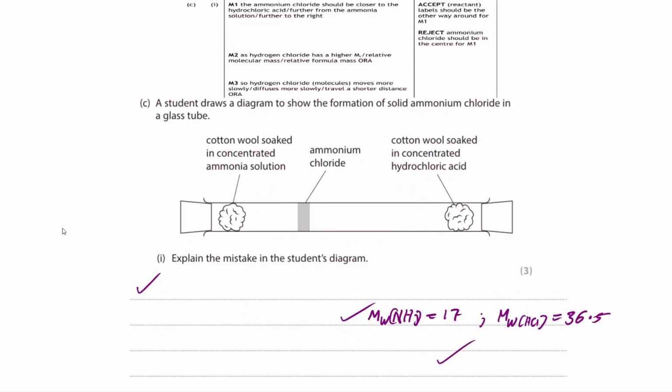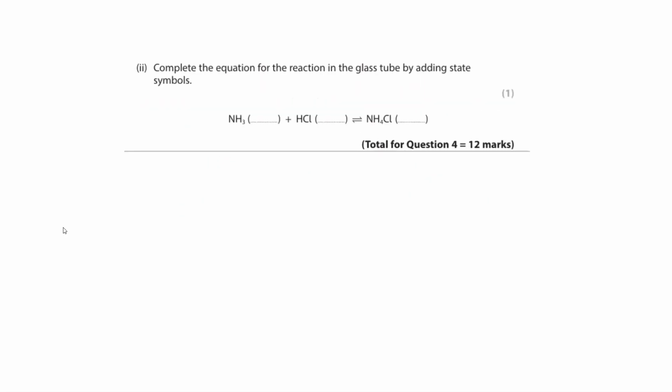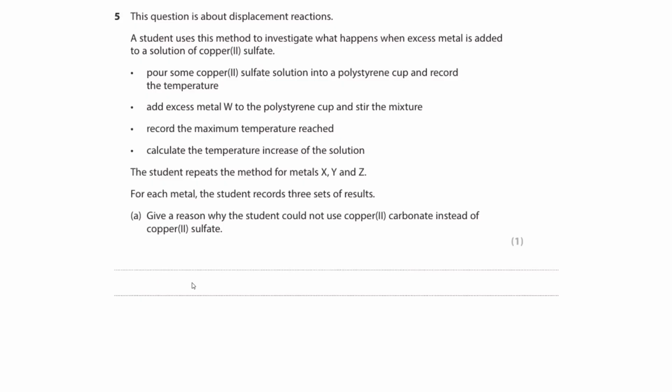Okay, let's move to the next one. Complete the equation for the reaction in the glass tube by adding state symbols. So we know that ammonia is a gas here, and HCl is also a gas, and ammonium chloride is a solid. It's formed here. So these are gas and solid. That's a straightforward question, so it's an easy answer. Okay, now let's go for this one.